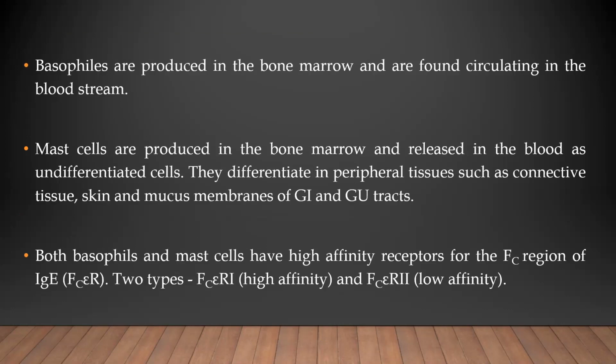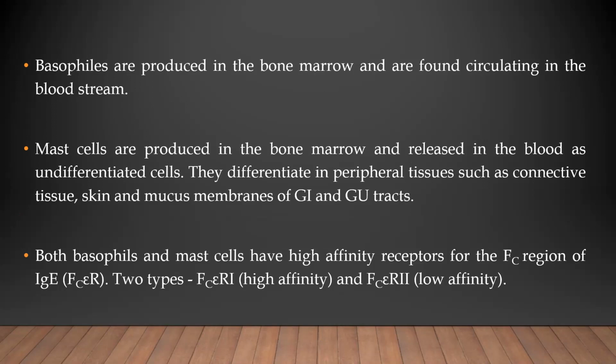Now, basophils and mast cells are blood cells, which, like other blood cells, are produced inside the bone marrow. Basophils, once produced inside the bone marrow, are released into the bloodstream where they circulate. The mast cells are also produced in the bone marrow, but they are released into the bloodstream in an undifferentiated form. They migrate towards peripheral tissues such as connective tissue, skin, and mucous membranes of the gastrointestinal and genitourinary tract, where they undergo differentiation and form mast cells. So you have to remember that basophils are produced inside the bone marrow, released into the bloodstream, and circulate there. Mast cells are produced in the bone marrow just like basophils, but they are released in an undifferentiated form. Once they migrate towards peripheral tissues, they differentiate into mast cells.